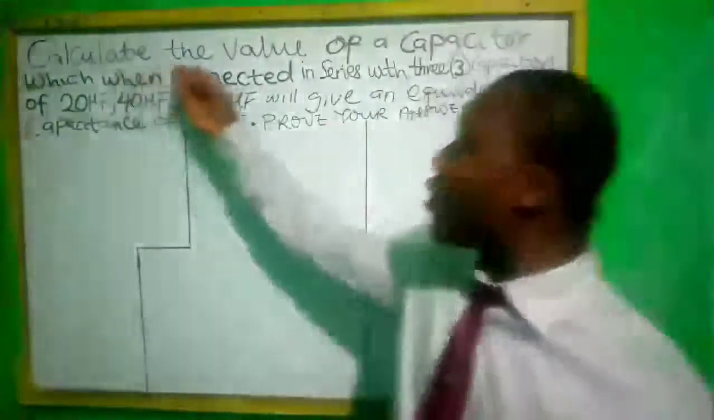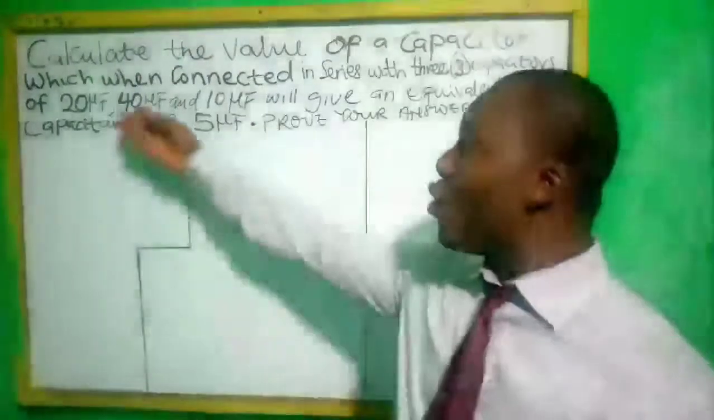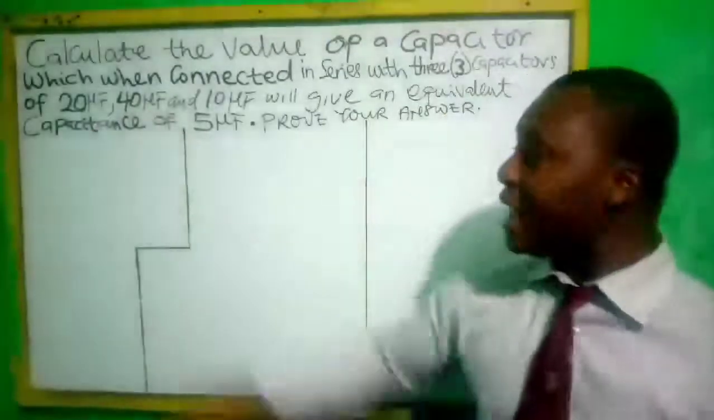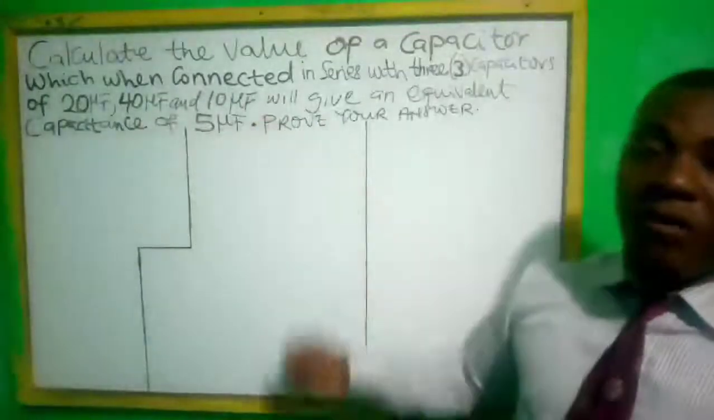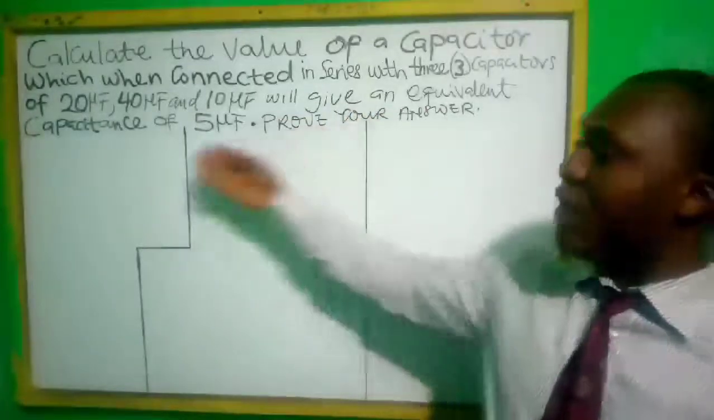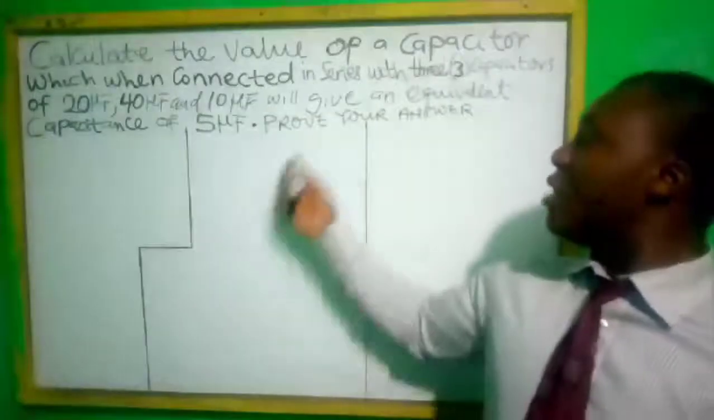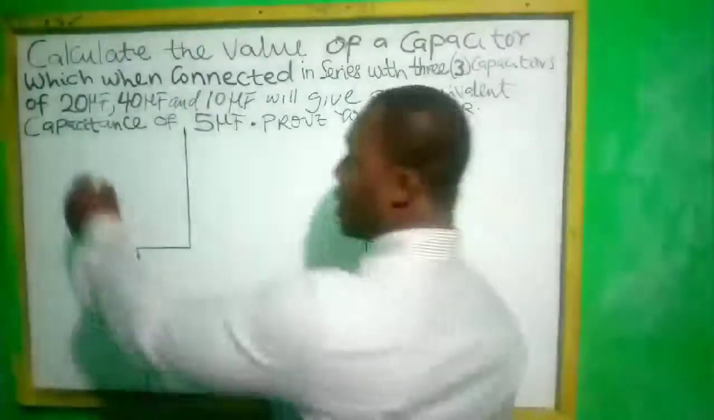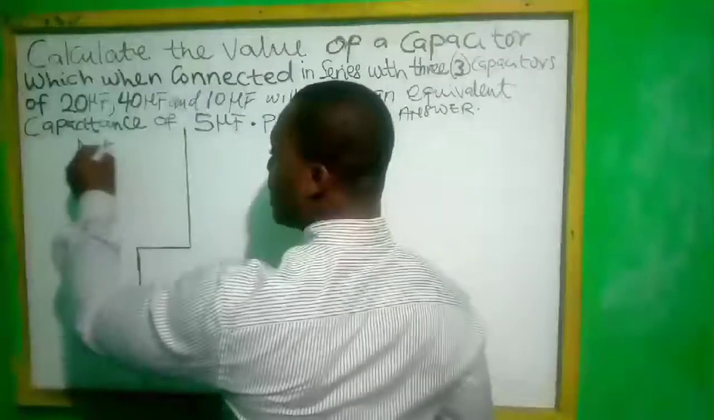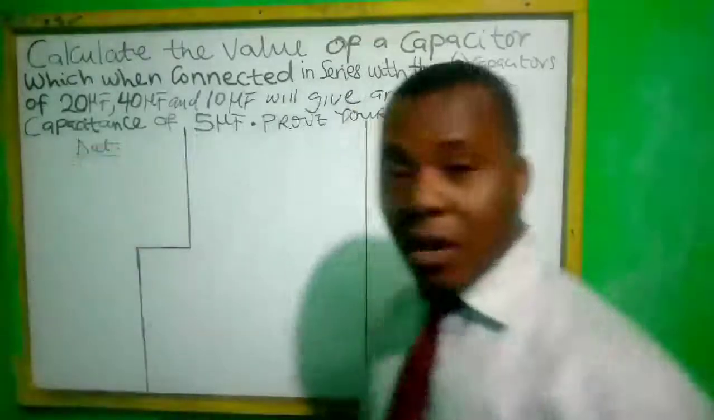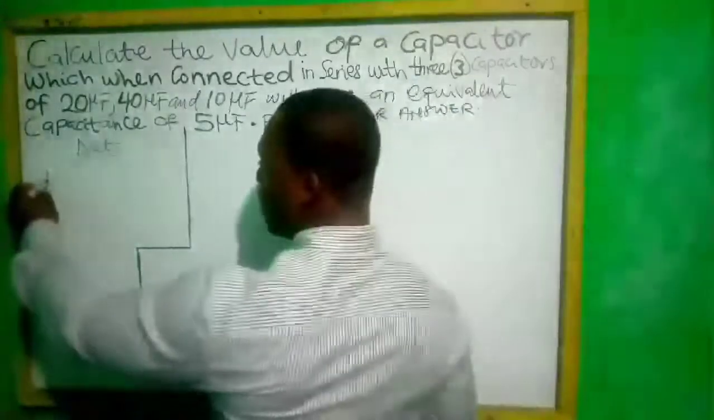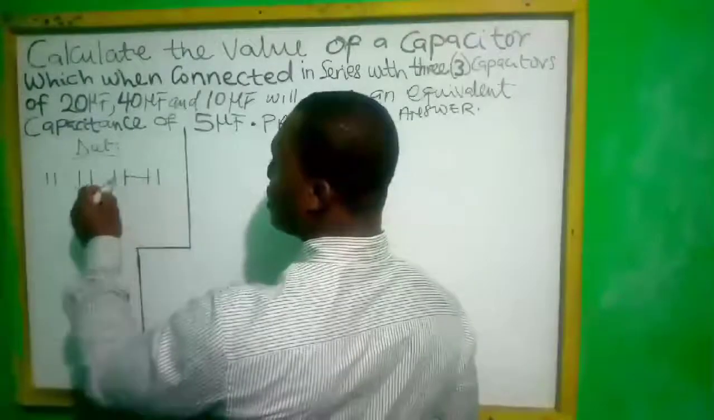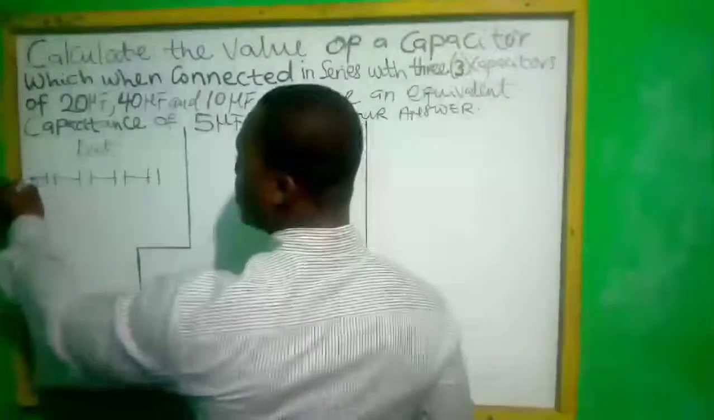The question says calculate the value of a capacitor which, when connected in series with 3 capacitors of 20 microfarad, 40 microfarad, and 10 microfarad, will give an equivalent capacitance of 5 microfarad. The question also says prove your answer. So this is how our data will be. We have 4 capacitors, 1, 2, 3, 4.